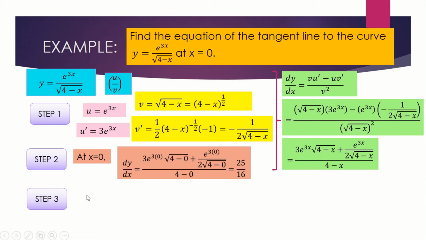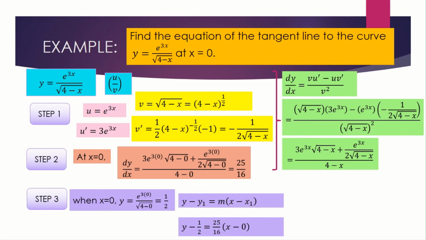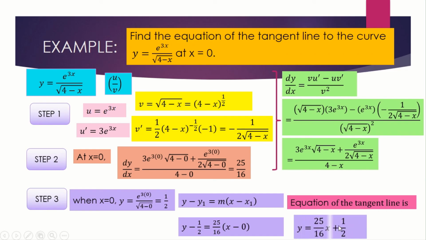In step 3, we find the equation of the tangent line. When x is 0, we replace x equals 0 in the formula of y, so we get y equals half. So the point where the tangent line touches the curve is (0, half). We use the formula y minus y1 equals m times (x minus x1), where y1 is half, m is 25 over 16, the value of dy/dx, and x1 is 0. After we simplify it, we get the equation of the tangent line as y equals 25 over 16 x plus half.